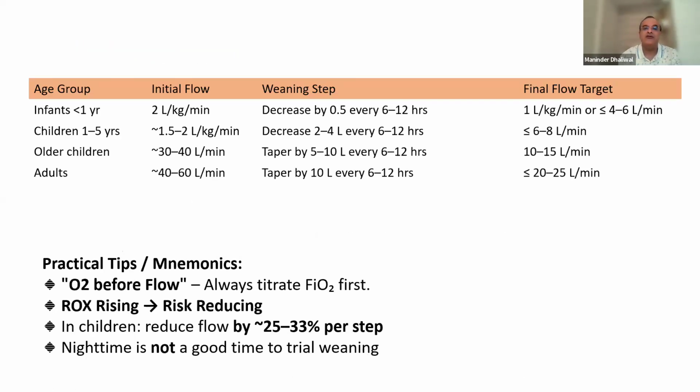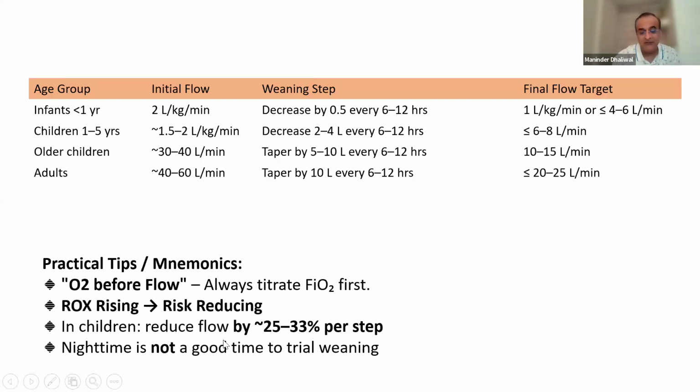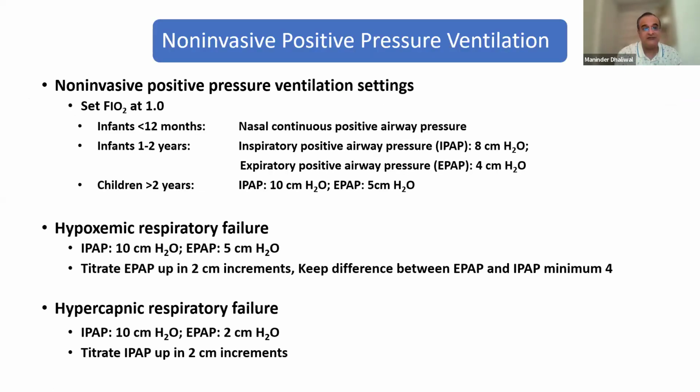So how do you wean? I've already discussed. Decrease the flow and decrease the FiO2. And if it comes down to 1 liter per kg per minute, you take the patient off HFNC. And usually we do not decrease in night time. We try to decrease everything in day. It's all your institutional protocol. This already I have also discussed, the ROC index, which is used in pediatrics.